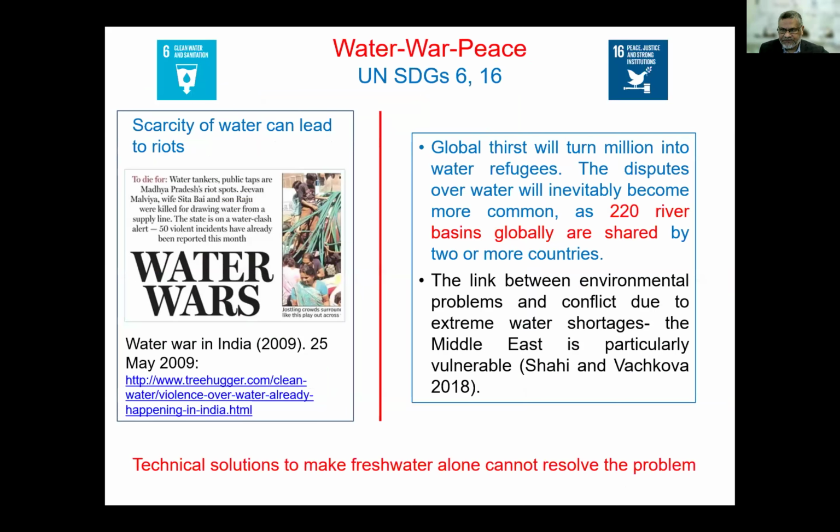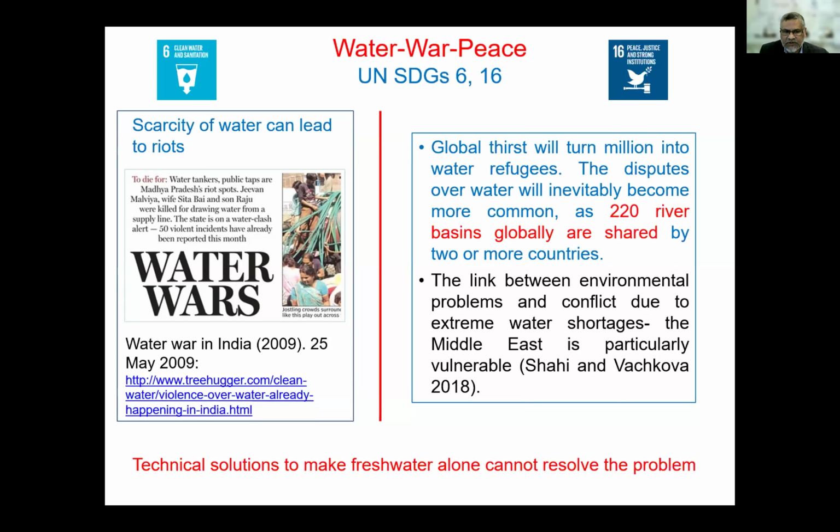If we look at the UN Sustainable Development Goals 6 and 16, that is related to water, war, and peace. When we do not have fresh water, of course, confrontation takes place. In India in 2009, on the 25th of May, several people died because they were queuing up for fresh water, and there was not enough. They were struggling to get it, and they died for water.